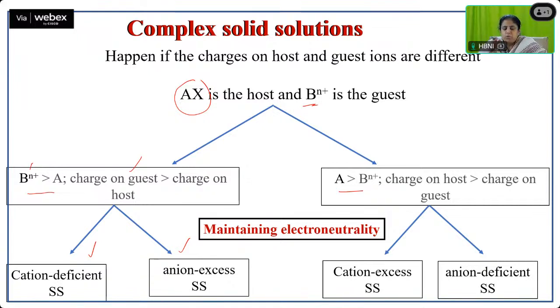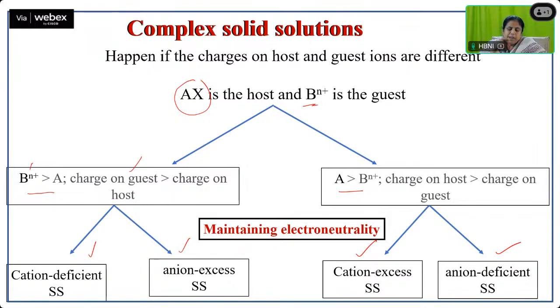Coming to the second side, the charge on your host is greater than the guest. So now you have put in some guest in the place of A, and the positive charge has reduced. Positive charge reduced means now you need extra cations. You get cation excess solid solution. Or you also decrease some of the anions, leading to anion deficient solid solution.